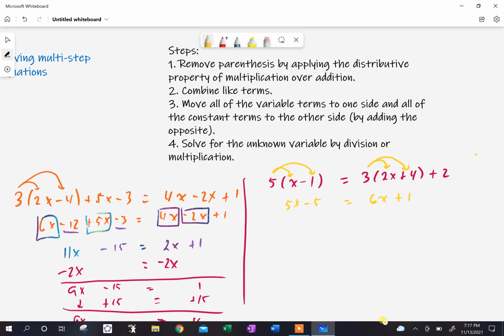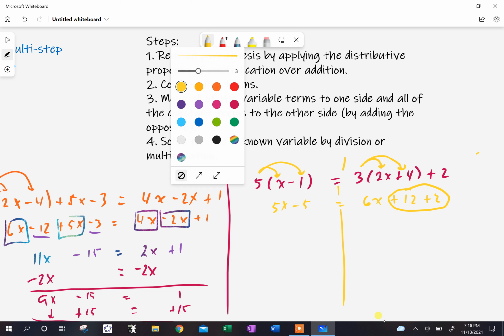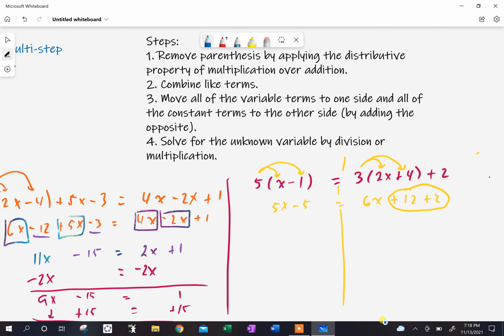And then you might say, well, Mr. Moore, what if there's nothing to combine? Well, if there's nothing to combine, don't worry about it. So now I'm on step 2. Let's take a quick look and see what's happening. I have a 5x minus 5. There's nothing to combine. I have a 6x plus 12 plus 2. Oh, well, this I can combine. So I'm going to rewrite over here. I have 5x minus 5 is equal to 6x plus 14.